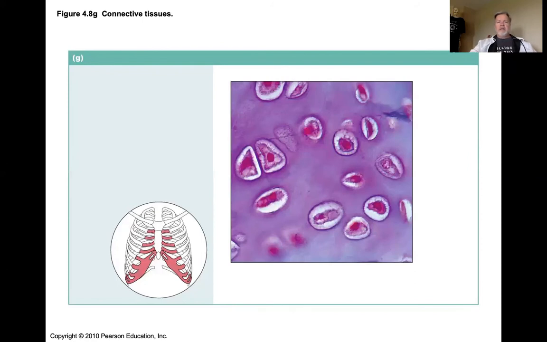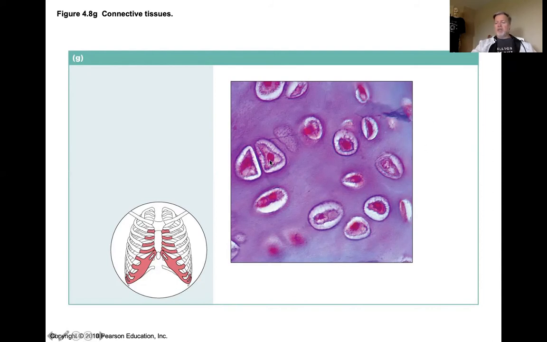Next up is hyaline cartilage. And cartilage is a connective tissue. You can't really see the fibers. You can see the cells, and you know there's something there for ground substance, but there is a fiber there. There's collagen there. It's just difficult to see. These cells, by the way, are chondrocytes.